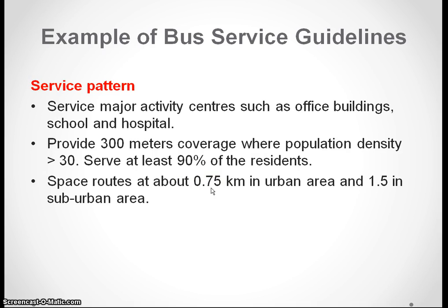So that means if we have parallel bus service, the spacing is about 0.75 kilometer. That means one bus service covers a corridor of width 1.5 kilometer for urban area, and suburban is a 3 kilometer corridor. This one is actually based on surveys done in temperate countries, but in Malaysia maybe less than this, because people are less willing to walk compared to the temperate countries.